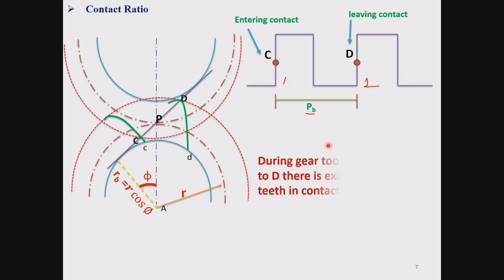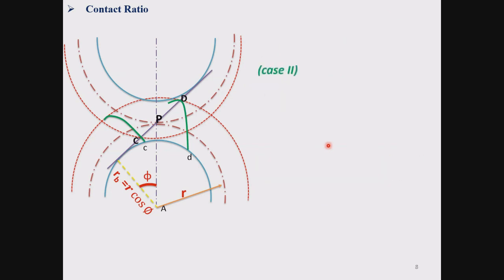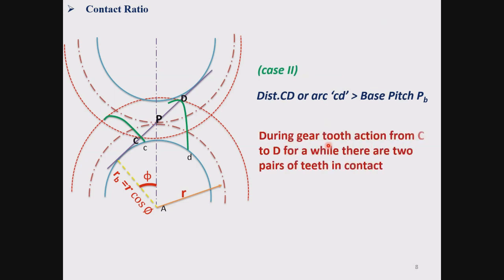Now case 2, if the distance CD is greater than the base pitch, what happens? If this is the case, during the gear tooth action from C to D, while a pair of teeth moves from C to D, for a while there will be two pairs of teeth in contact.